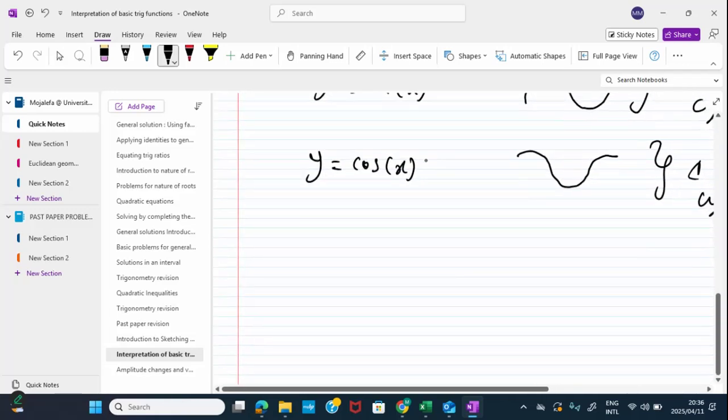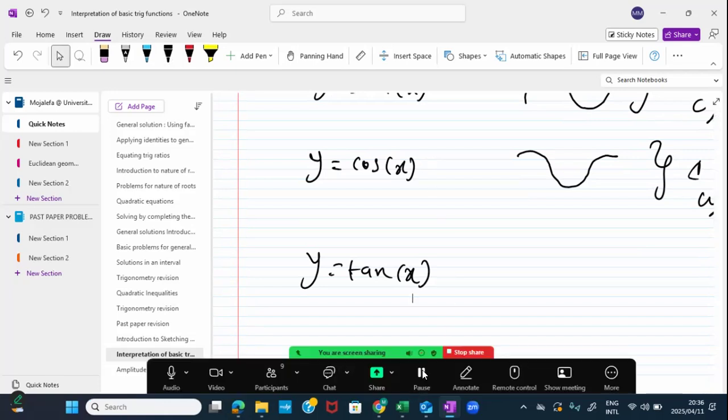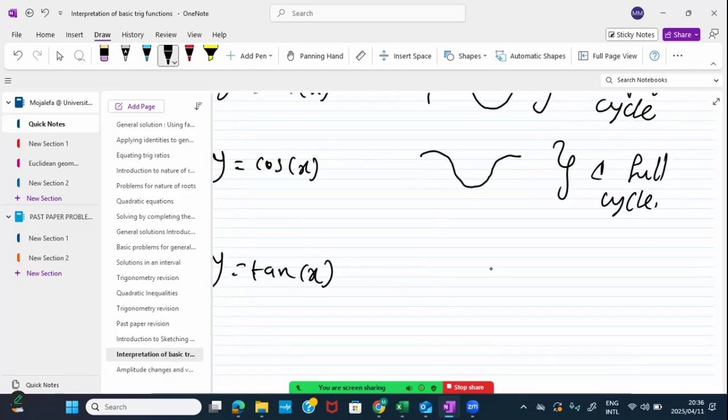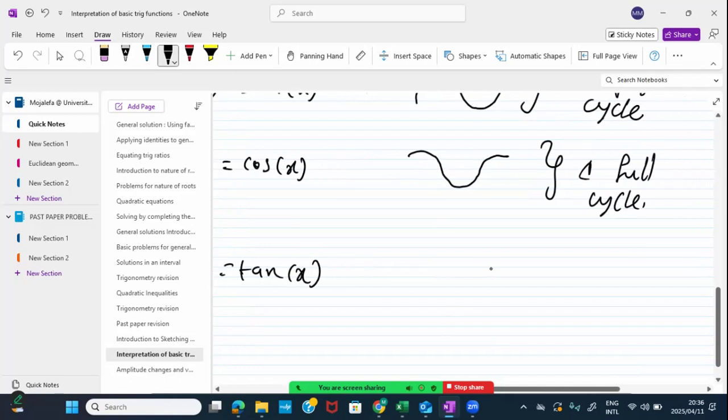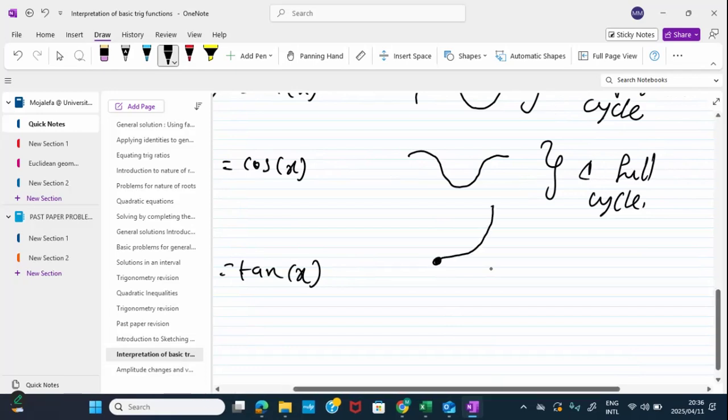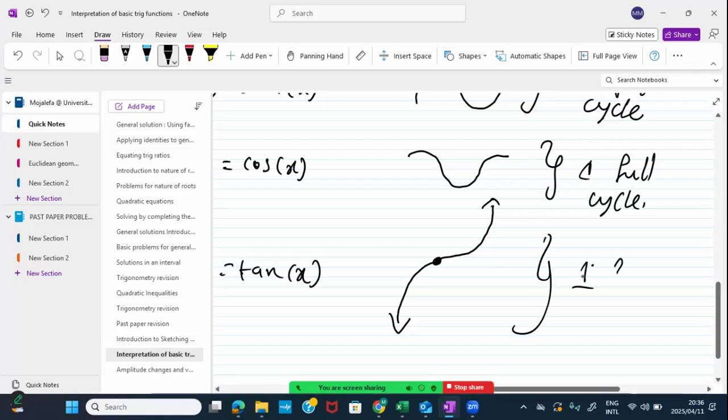For tangent, y is equal to tan x, for the tangent function what we have is something like this. For this graph to complete a full cycle, it must do something like this and also something like that. That's when it has done its full cycle. This is one full cycle for the tangent function.